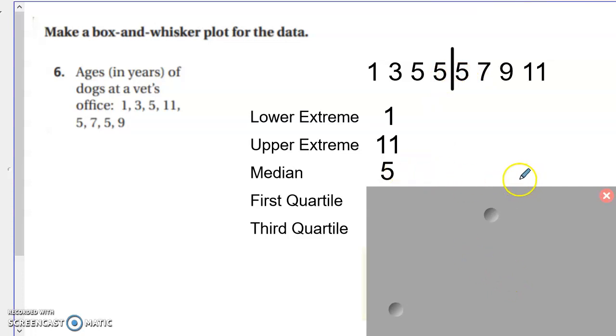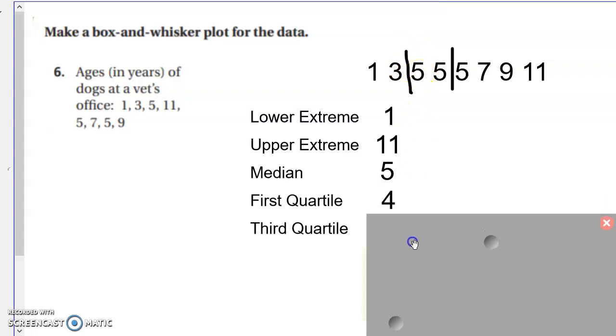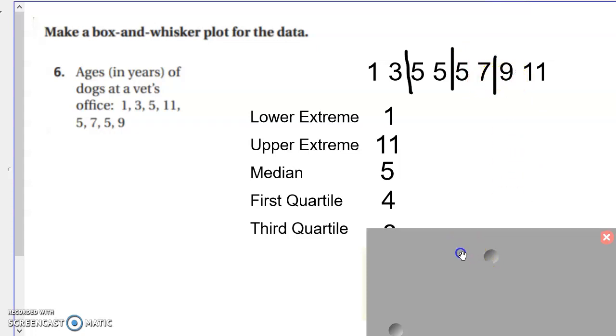Now that I've split the data in half, I can find my first quartile, and my first quartile is going to be between 3 and 5. Well, when I add 3 plus 5, that gives me 8. 8 divided by 2 means my first quartile is going to be 4. Then my third quartile is going to be halfway in between 7 and 9. So 7 plus 9 divided by 2 gives me my third quartile of 8.